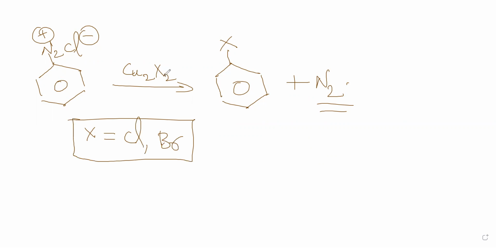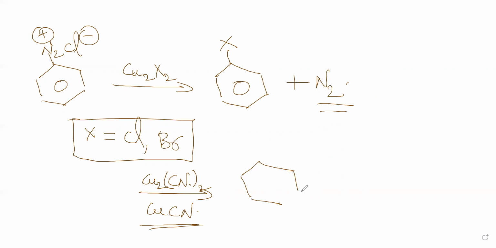This X can be either chlorine or bromine. If you take Cu2CN, the same kind of reaction, you can also give this a try. It can be written as CuCN also, so both ways we can tell. In some books they will write Cu2(CN)2, in some books they will write CuCN. So here you can substitute cyanide over the benzene ring, and nitrogen will escape as a gas.